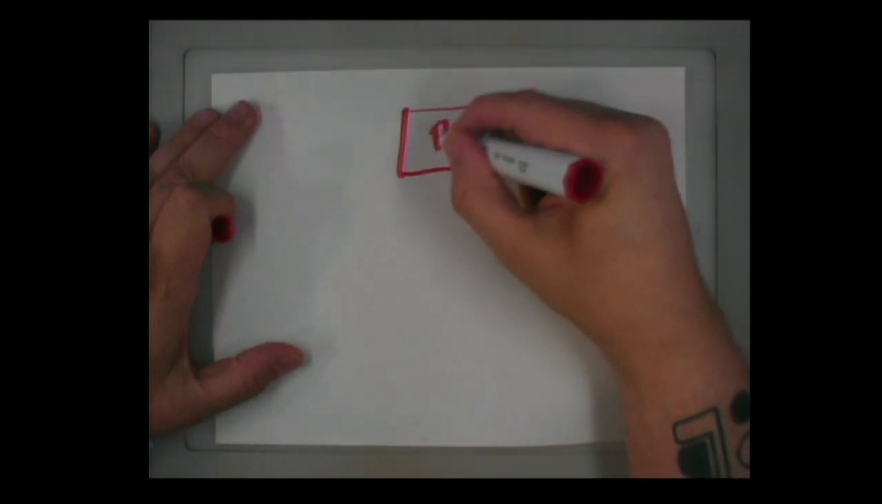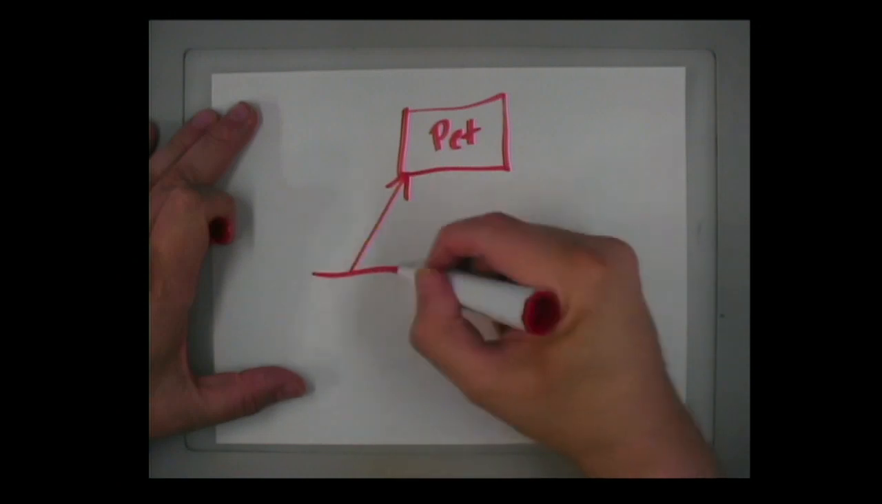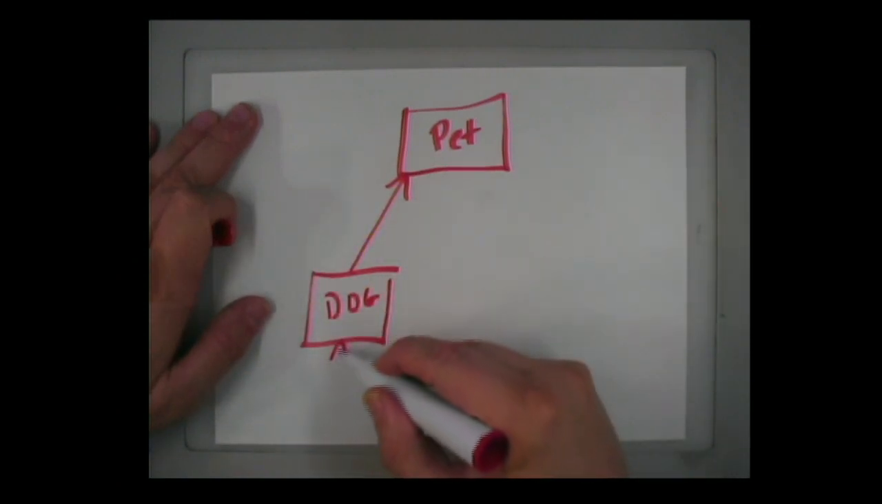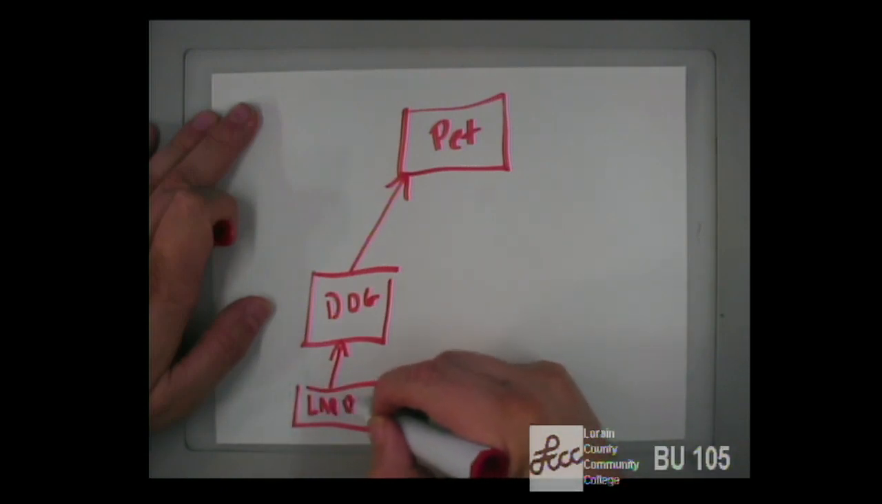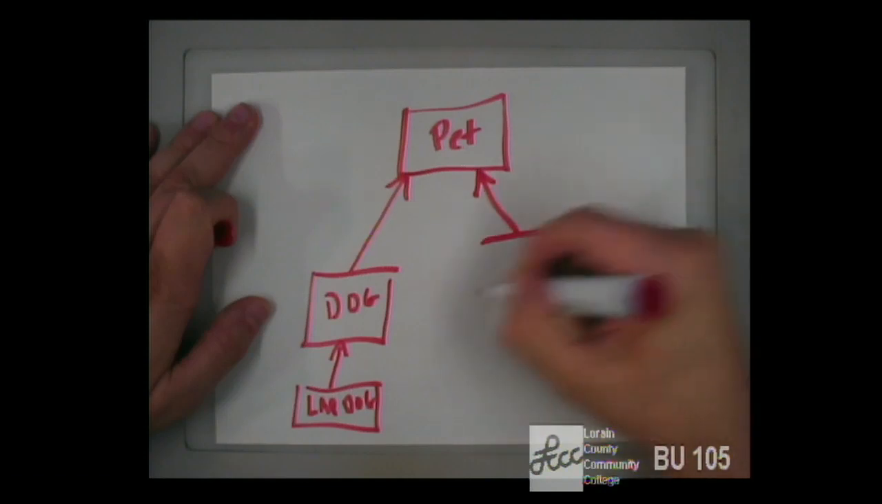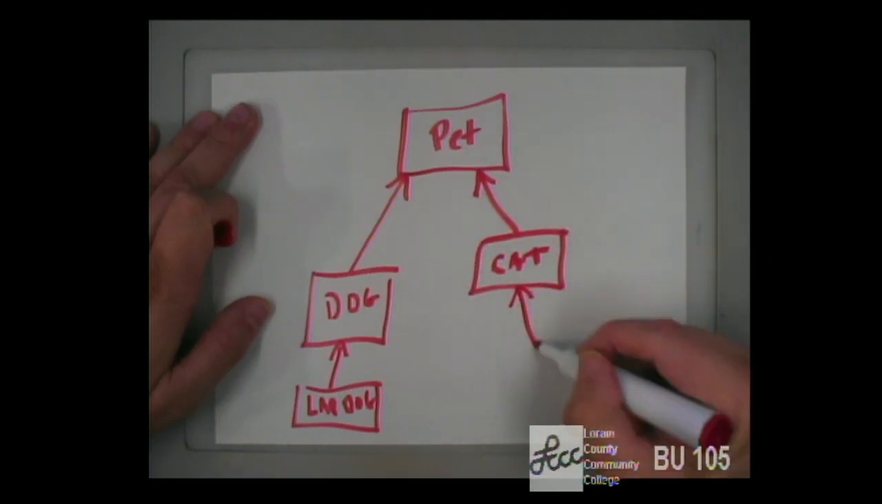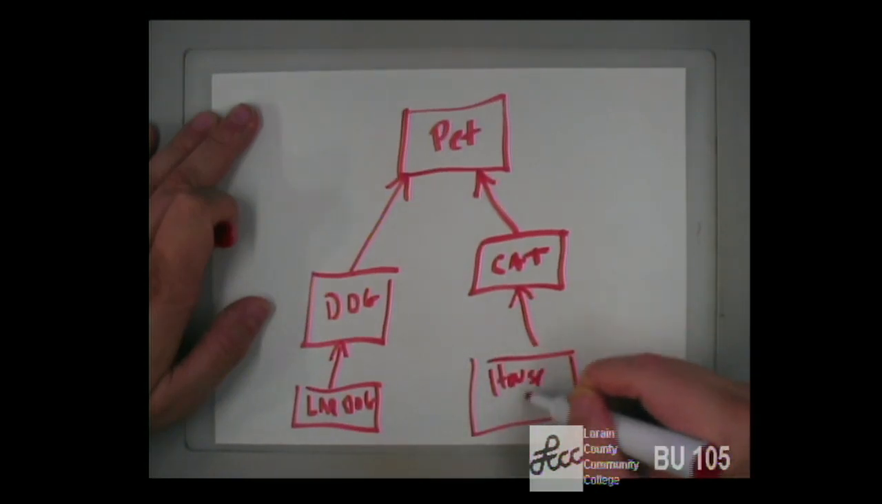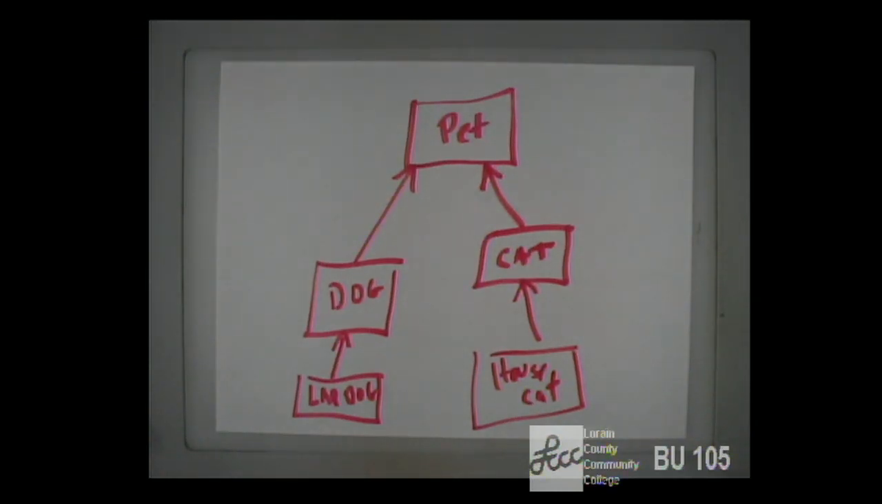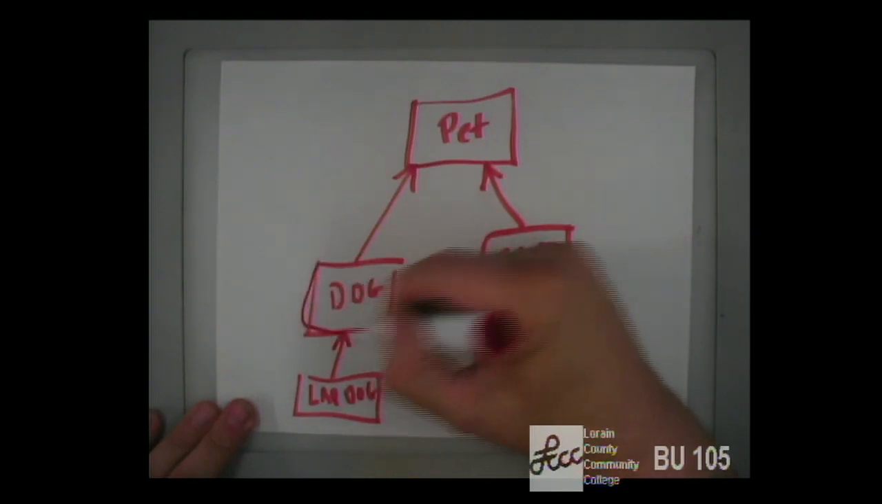So our diagram for the pet example would look something like this. Pet, dog, lap dog, cat, and house cat. Each class on there only has one parent class. Now, that class could have its own parent class and so on, so we can have a chain going up. So there's multiple superclasses from that perspective, but each class could only have one class directly above it.